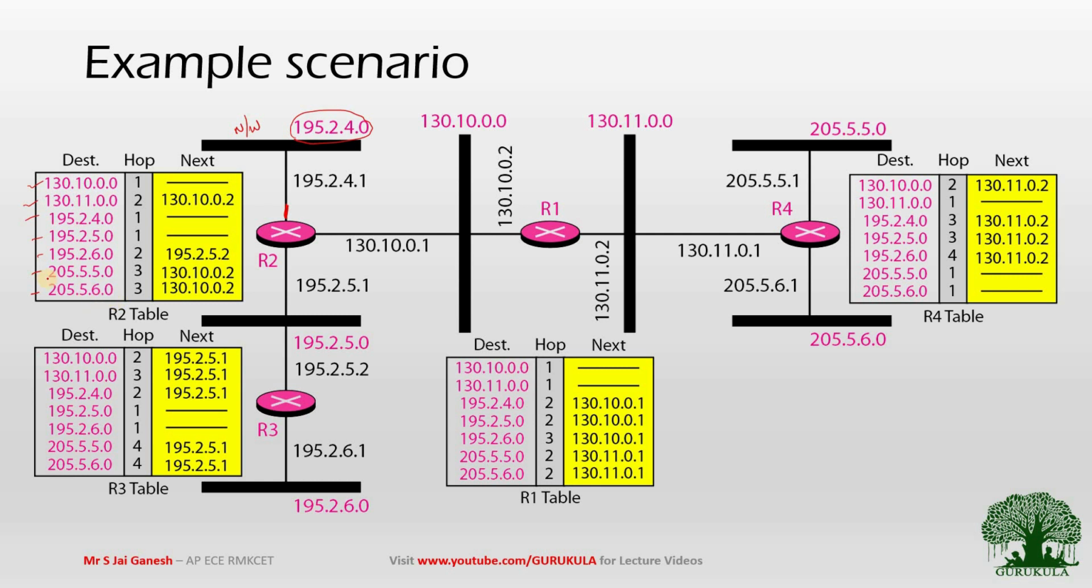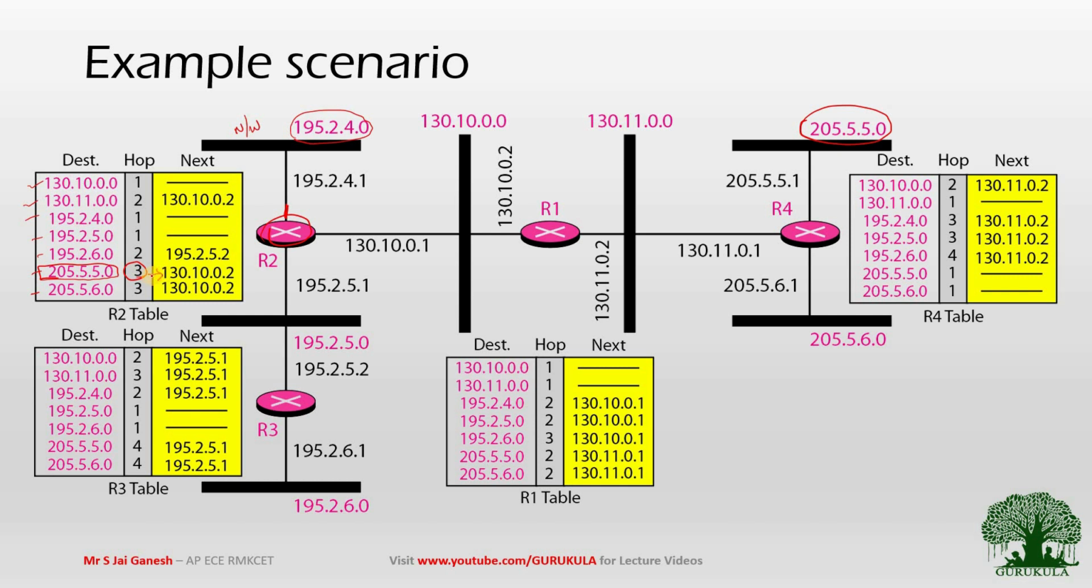So when we take this particular example, suppose this router R2 wants to send some data to this particular network, 205.5.5.0. It can be reached with 3 hops. So let us see how this is done. In case this network wants to send the data to this particular network, then the data will be forwarded to this particular interface, right?